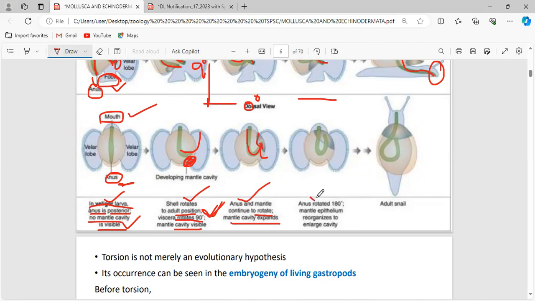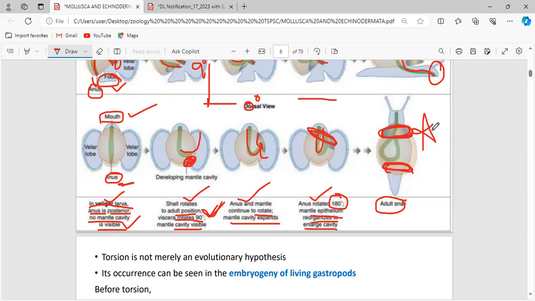Okay, now again the anus rotates 180 degrees, and the mantle epithelium reorganizes to enlarge the cavity. Again, when it reaches 180 degrees, the mantle cavity starts to emerge or expand. Okay, now in the adult snail, the mantle cavity will be located exactly in the anterior position. There is nothing in the posterior region.